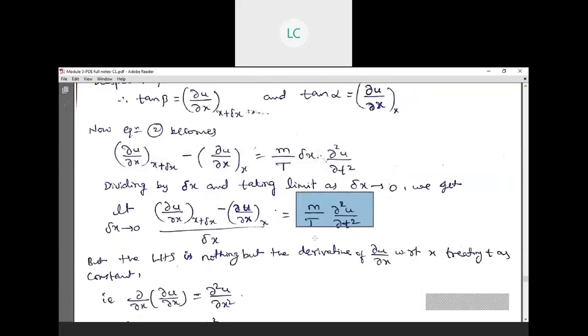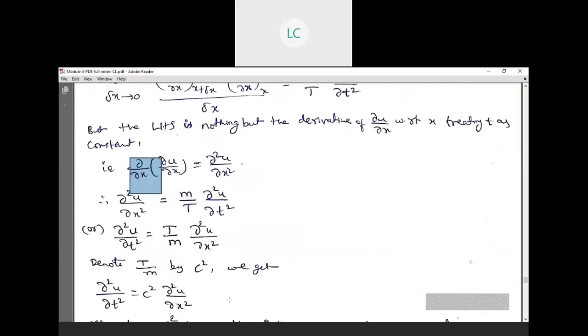∂²u/∂t² ... See, in this equation, the LHS is nothing but the derivative of u with respect to x, that is ∂u/∂x, differentiated with respect to x. We can write this as ∂/∂x of ∂u/∂x, which is nothing but ∂²u/∂x². So the LHS can be written as ∂²u/∂x².